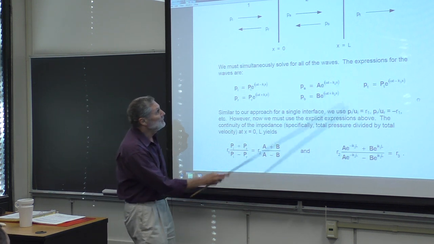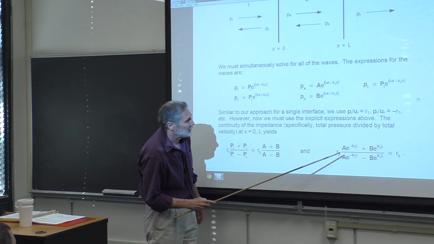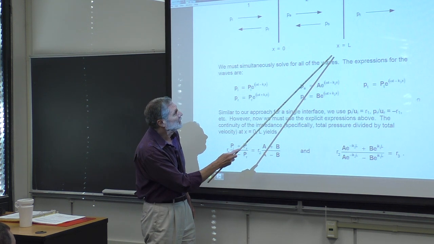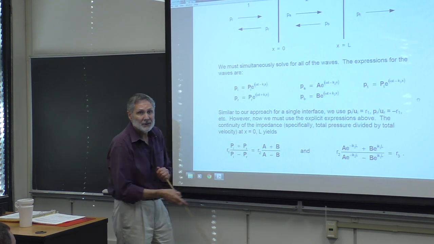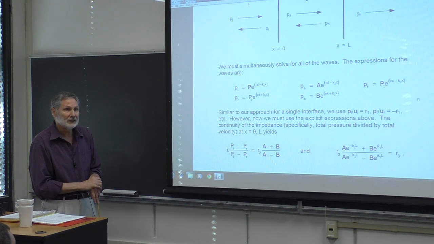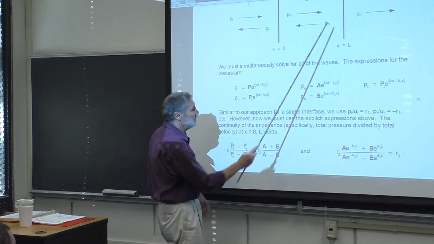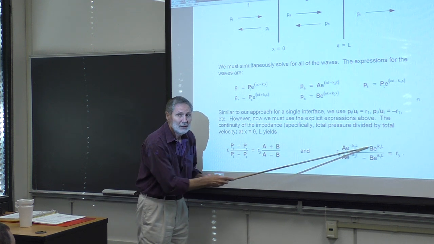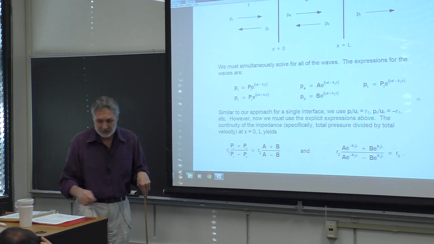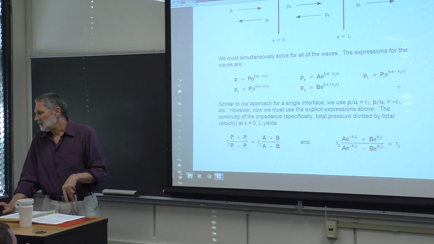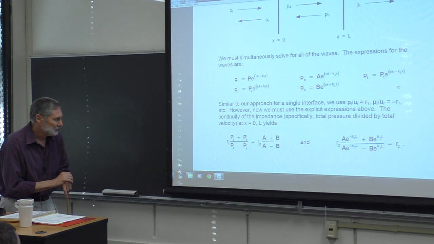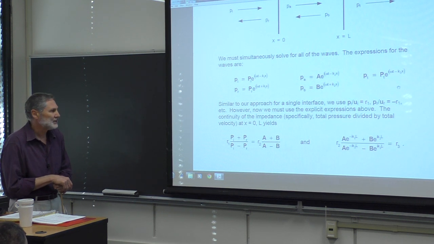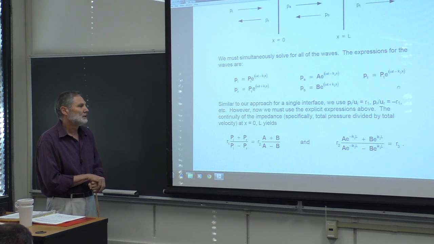We do the same thing over here, but now we have an e to the i, x is equal to L. So we have an e to the i kL. And k is different in general on either side. So that's why you'll see the complex phase factors there. So we have two equations. Two complex equations. How many unknowns do we have? How many complex unknowns do we have?